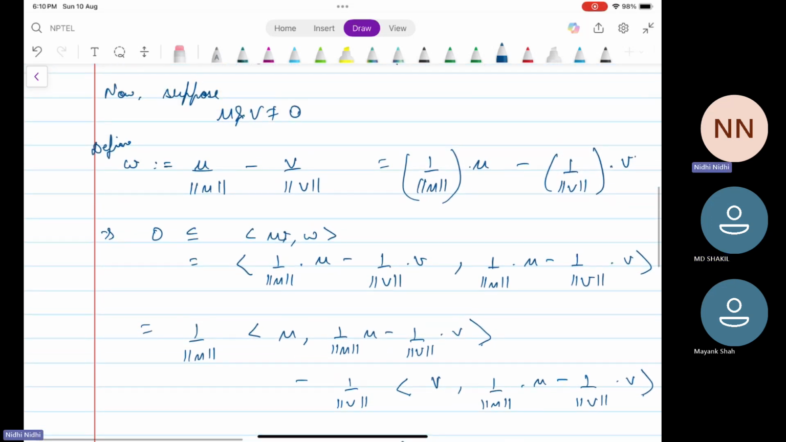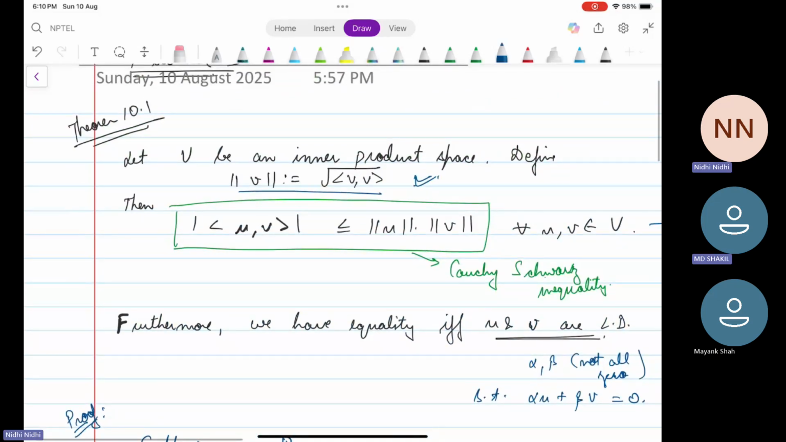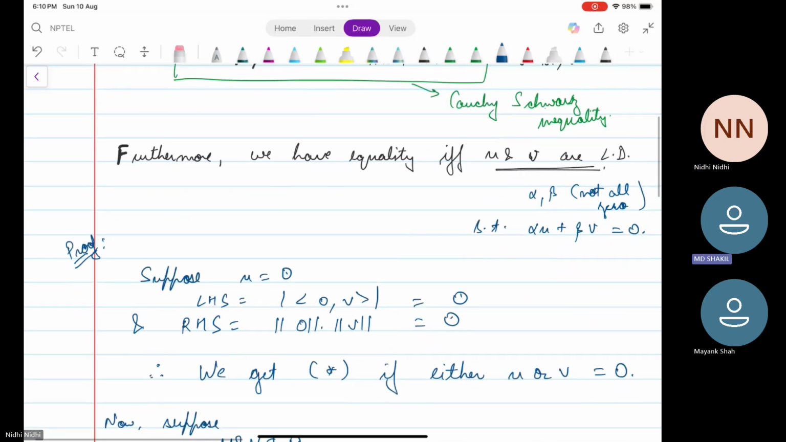Then that norm of v, consider it to be some notation. It is a scalar, isn't it? This is some function. It is defined in such a way that any v is mapped to the square root of the inner product of v with v. We will not use any property of norm.